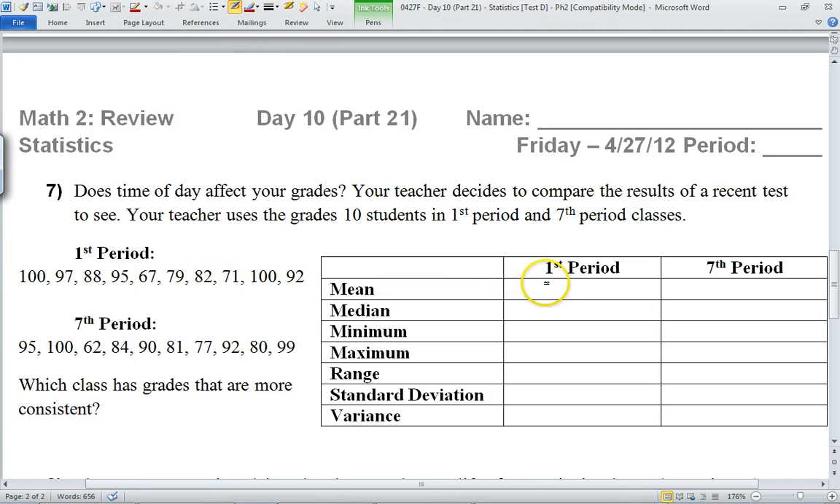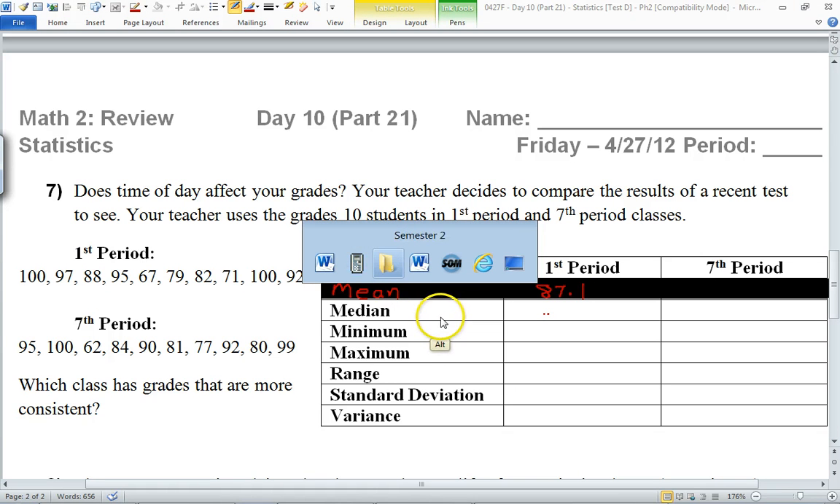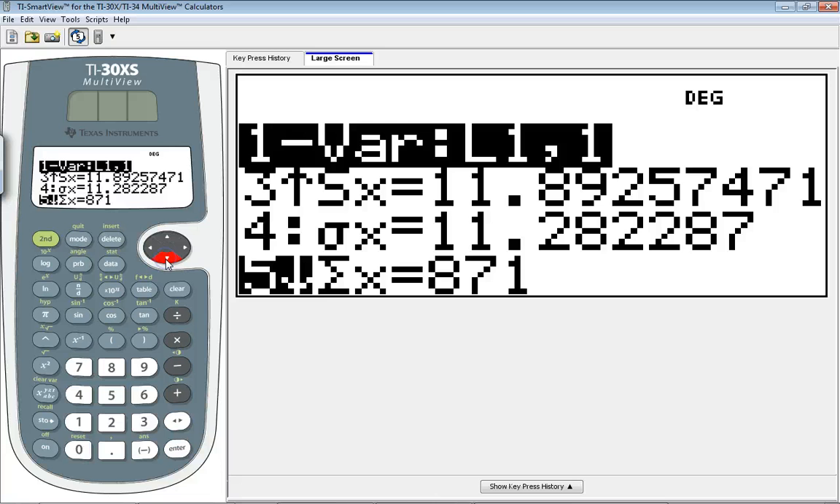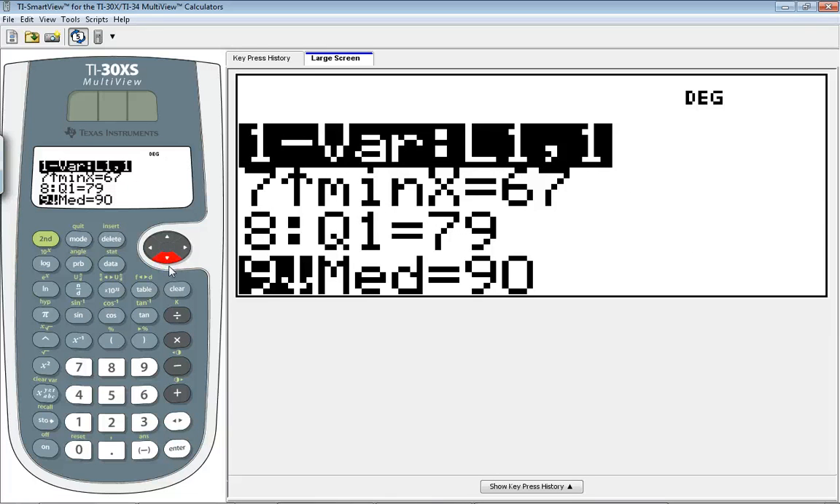Okay, first period. The mean is 87. Whoa! What's that? Can I still write? 87.1. That is weird. I'm going with it, man. That was the mean. Better write that in too. Watch, it's going to go away in a second. 87.1. The median. Better check back. What was the median? The median is 90.